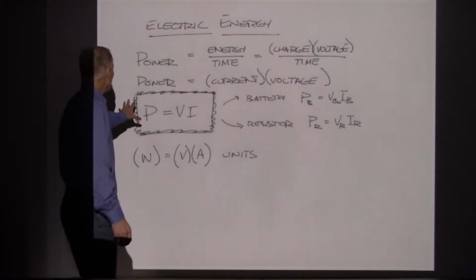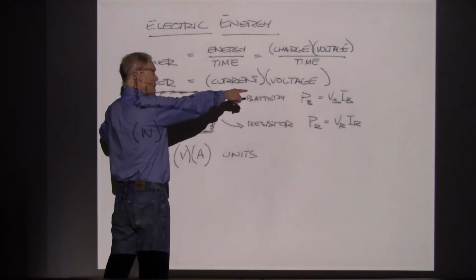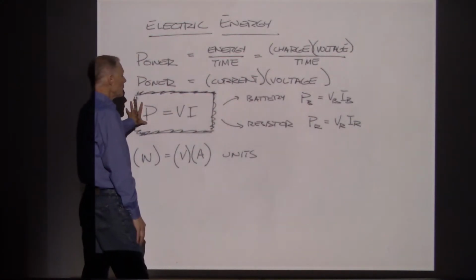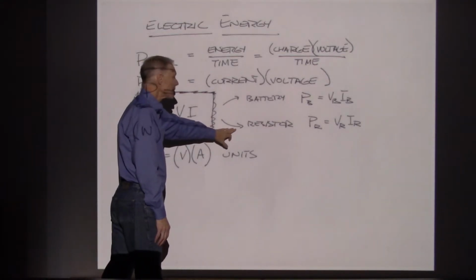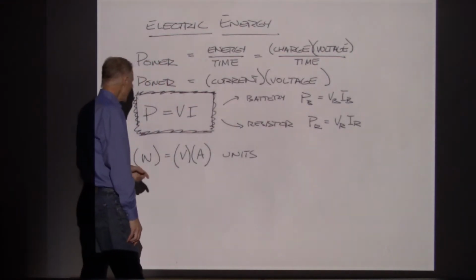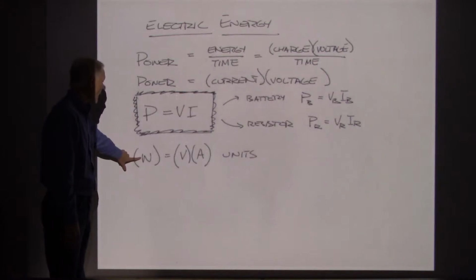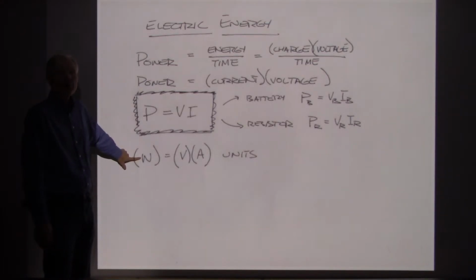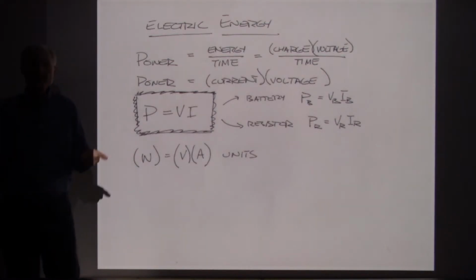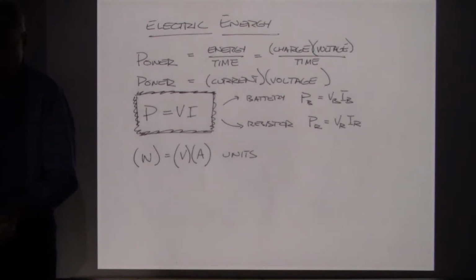So this formula applies to the battery. The battery is providing the power, and it also applies to the resistor. The resistor is using that. The units for power are watts, so that hasn't changed. That remains the same as what we saw in Physics 3A.